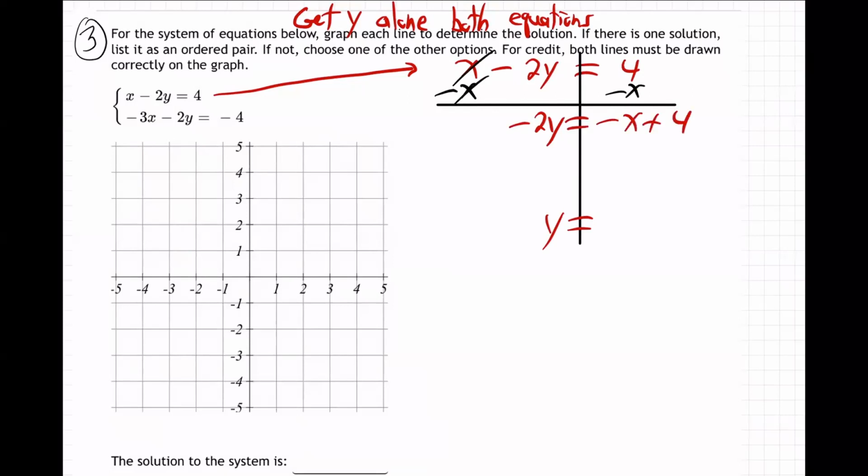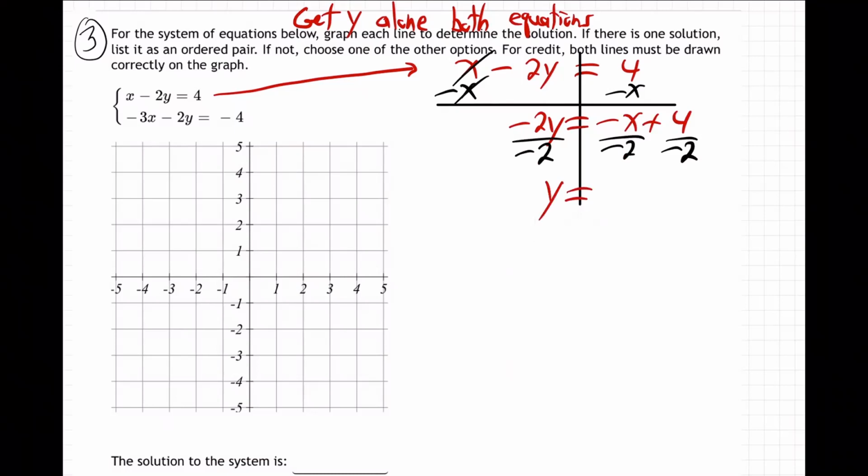Next step, divide through by negative 2. Remember, whenever we divide, we have to divide all the way across, don't we? We have to divide all three. Equal treatment, all three. Okay, so let me move that up a little bit. What does that leave us with?